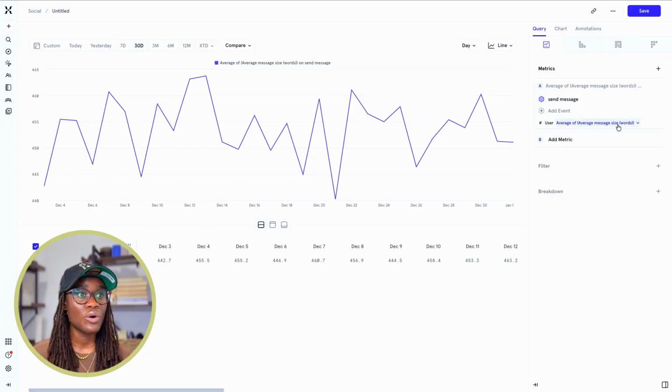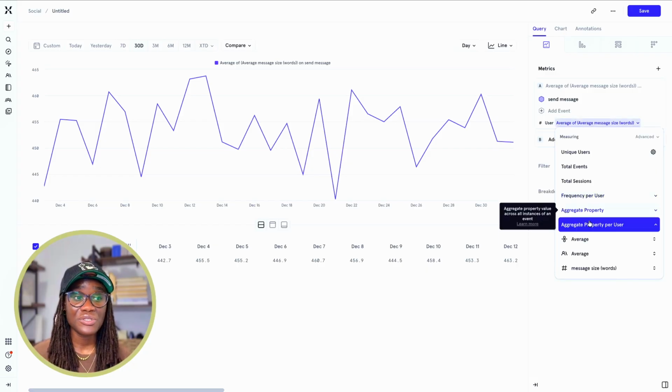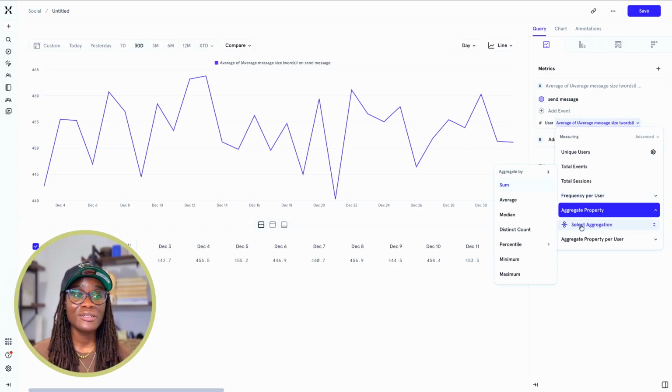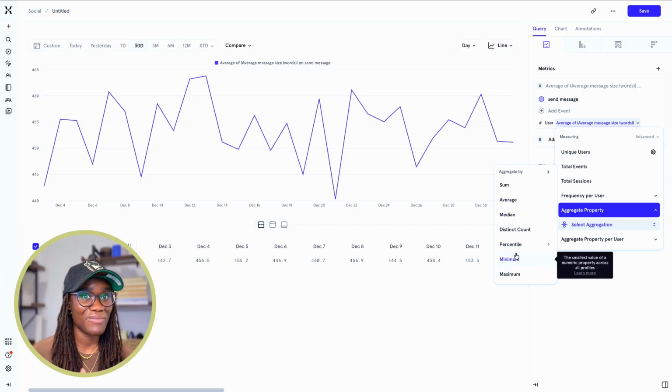And so similar to what we had for the frequency per user as well, your aggregate metric can be a sum, can be an average, can be a median, can be a percentile, a minimum, or a maximum.